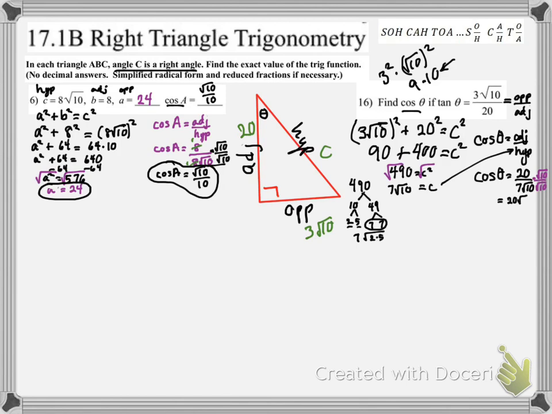So now I have 20 square root 10 over 7 times root 10 times root 10, which is plain 10. Before I even bother to multiply that out to my 70, let's reduce. 10 goes in there once, 10 goes in there twice. Now I have 2 square root 10 over 7. That is my answer for the cosine of theta.